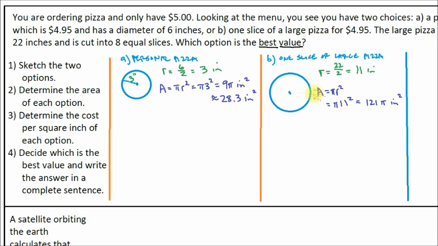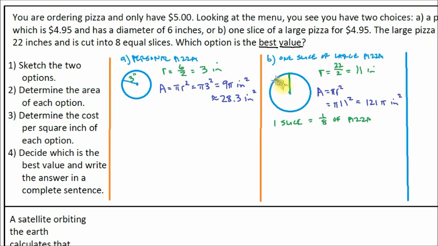Okay, so we've got the area of the bigger pizza, but remember, we're not going to get to buy the whole pizza for $4.95. We can only get one slice, and it's divided into 8 equal slices. That means one slice is equal to 1/8 of the pizza, because 1 out of 8. So that means if you want to find the area of one slice, and let's go ahead and just draw that, it's going to be something like this.